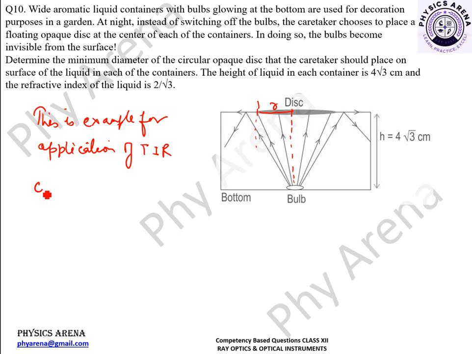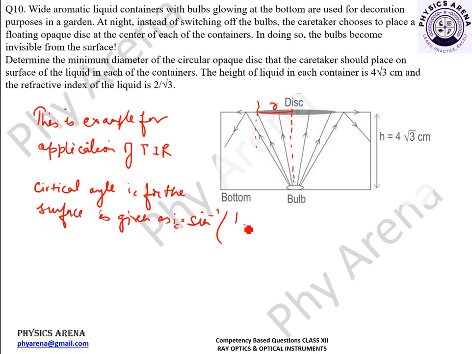So we know the critical angle for the surface is given as iC equal to sine inverse of 1 upon mu. Since the outer surface is air, I can write 1 upon mu. Otherwise, it has to be mu 2 upon mu 1, but mu 1 is 1 only. So iC is equal to sine inverse of 1 upon 2 by root 3.